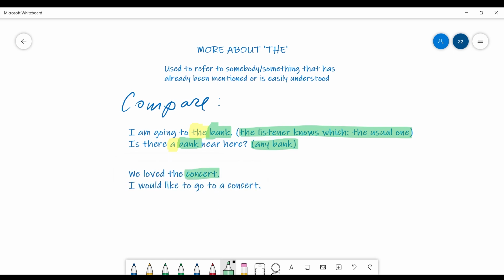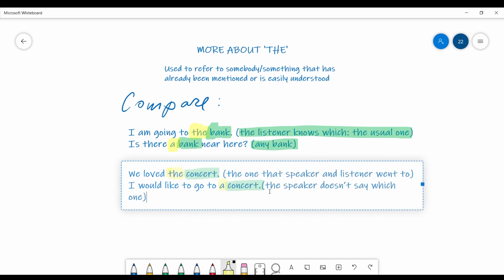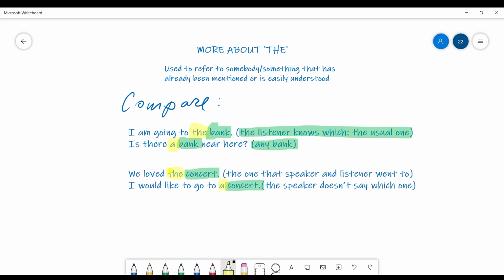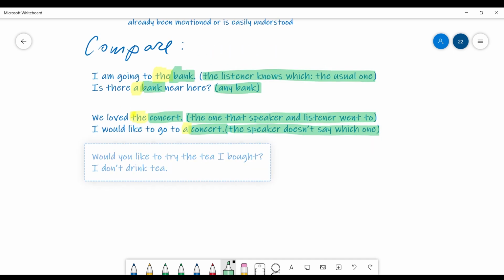In the second sentence, we mean any bank. Another example: we love the concert, and I would like to go to a concert. Again, we are using the article the in case our listener and us both know which concert we are talking about, the one which we went to. In the second case, the speaker doesn't know which one. That can be any concert. Okay? And the last one.